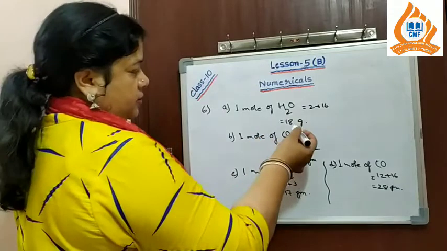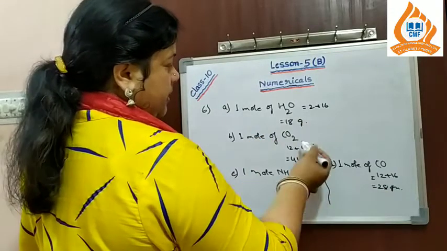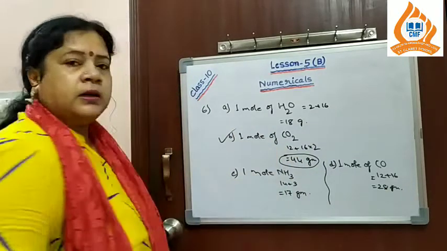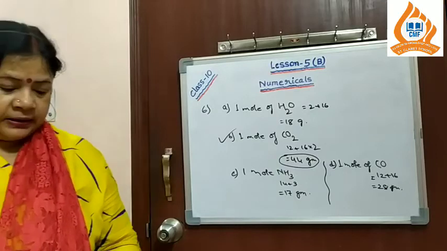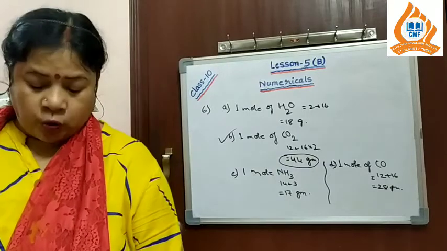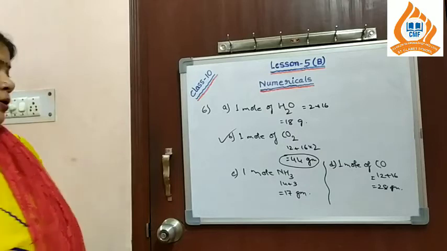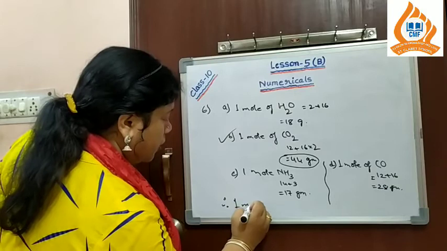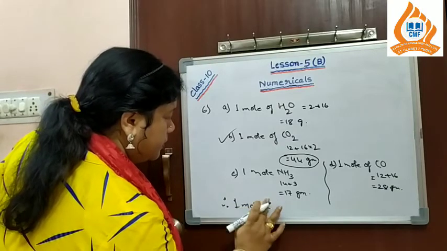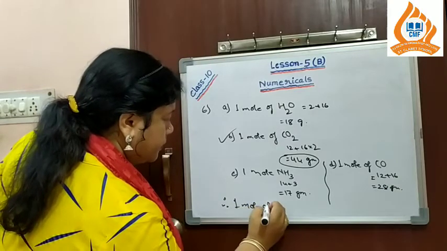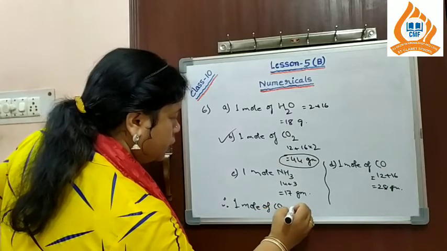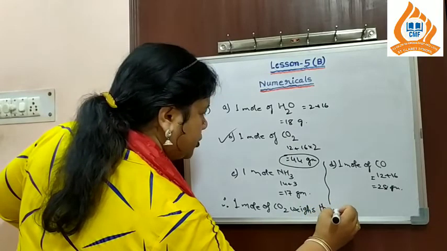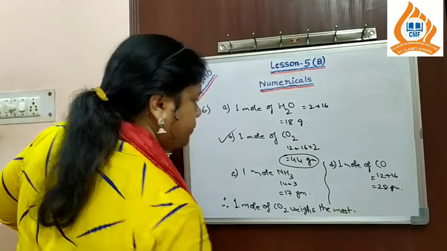Which one is highest here? One is 18, 17, 28, 44. So this one is the highest. Clear? So we can say that 1 mole of CO2 weighs the most. Okay, so lastly we will write: therefore, 1 mole of CO2 weighs the most. Clear?